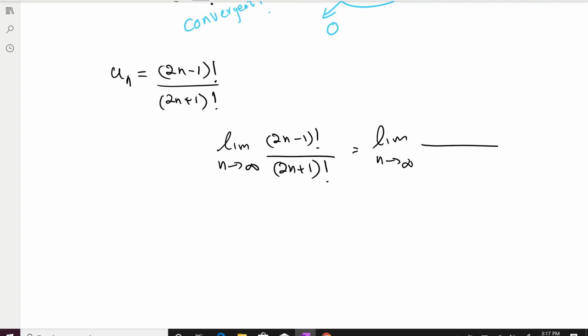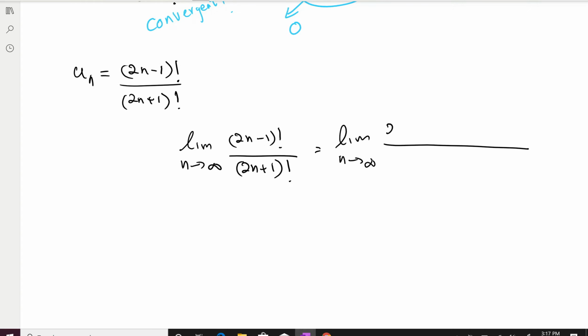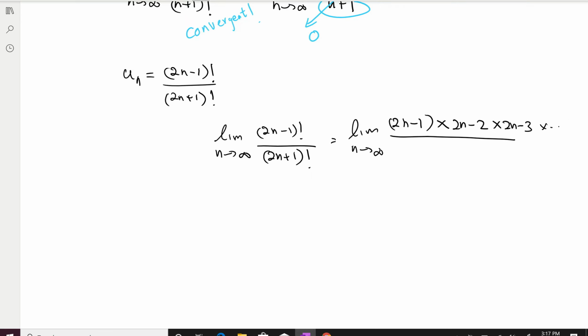Now 2n minus 1 factorial, if you expand it, you start from 2n minus 1. Now what's the number before 2n minus 1? You subtract another 1, right? 2n minus 2. What's the number before 2n minus 2? 2n minus 3, right? You subtract another 1. And likewise, you go until 1.